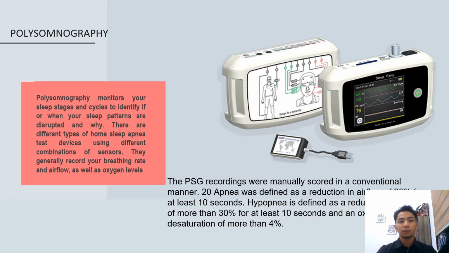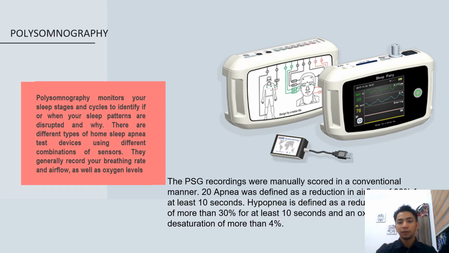The second one is polysomnography. Polysomnography monitors your sleep stages in cycles to identify if or when your sleep patterns are disturbed and why. There are different types of home sleep apnea test devices using different combinations of sensors. They generally record your breathing rate and airflow as well as oxygen level. The PSG recordings were manually scored in the conventional manner.